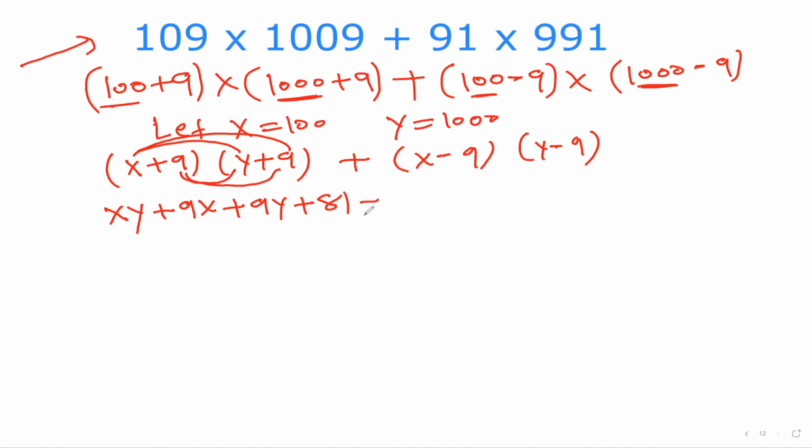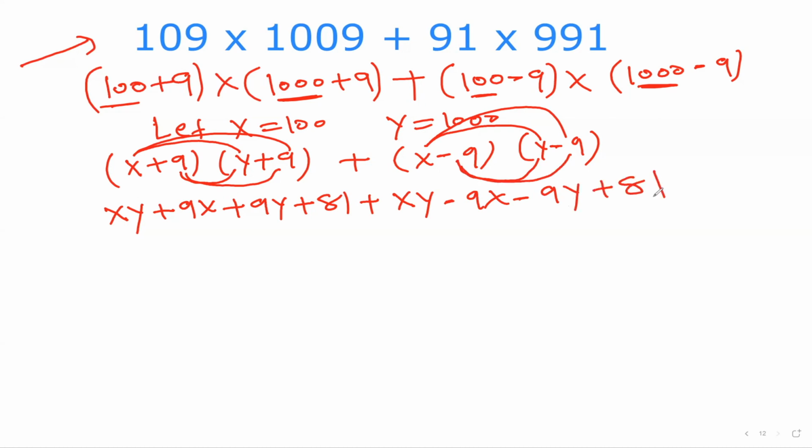Likewise, if I expand this bracket, x times y is going to be xy. x times minus 9 is going to be minus 9x. Minus 9 times y will become minus 9y. And negative 9 times negative 9 will be positive 81.